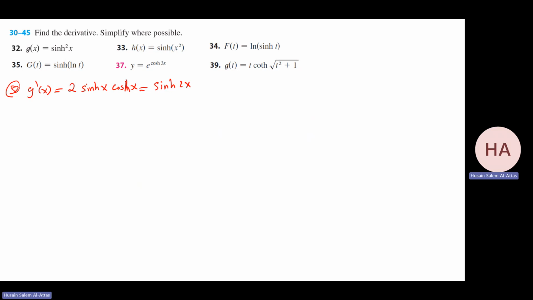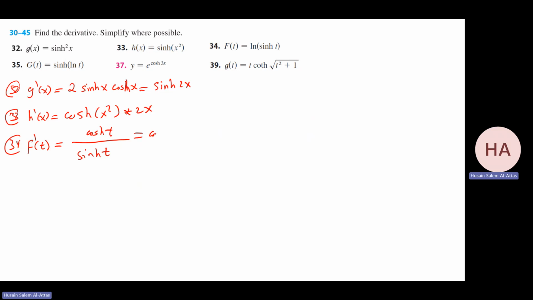Okay. 33 is from the old book. h prime will be cosine hyperbolic of x squared times 2x. 34, I think we did it before. Capital F prime at t will be sine hyperbolic of t over cosine hyperbolic of t, so that will be cotangent hyperbolic.